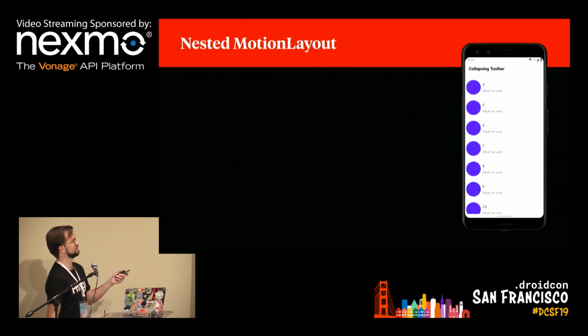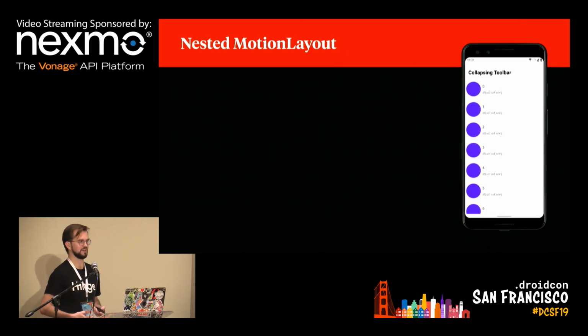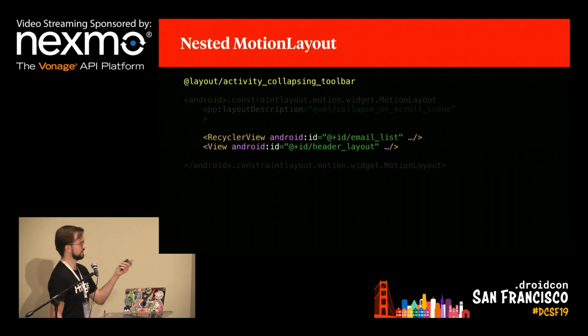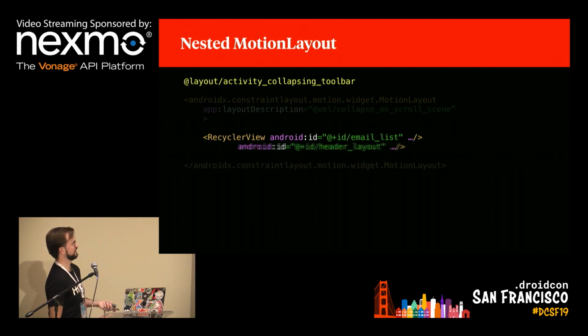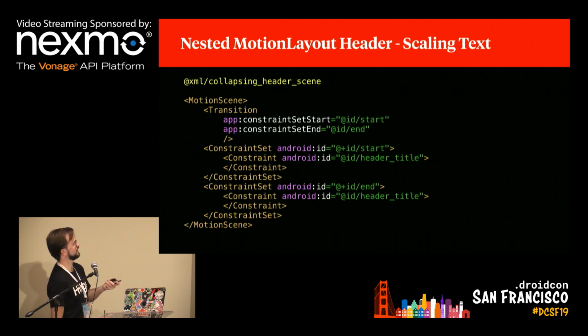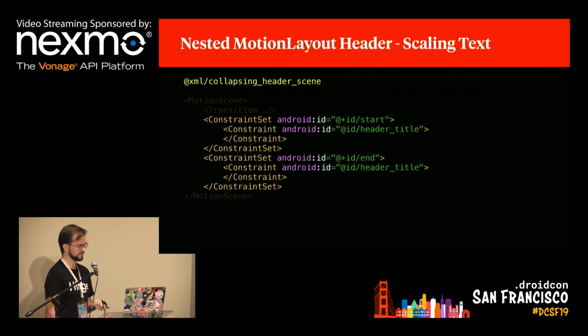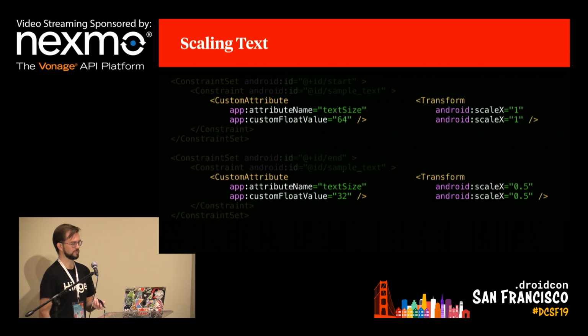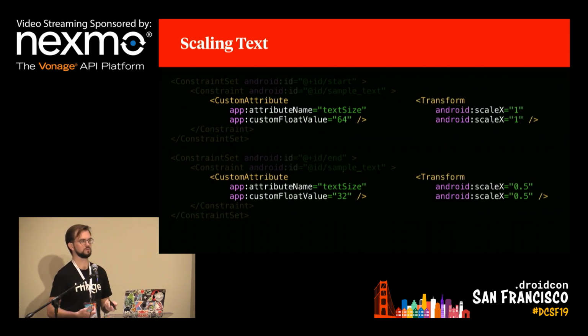Next up is nested motion layout. So you actually have something that looks usable in the header. So we're going to make that. Instead of the previous example with a view for the header layout, I'm actually going to make it a motion layout. So motion layout inside of motion layout. And the header scene for that is interesting because I have a choice to make now of how I'm going to scale the text inside the header. And so when I look into this, one option maybe is using custom attributes with text size and custom floating points. But maybe another option is using the transform sub-element. Well, which one works better?